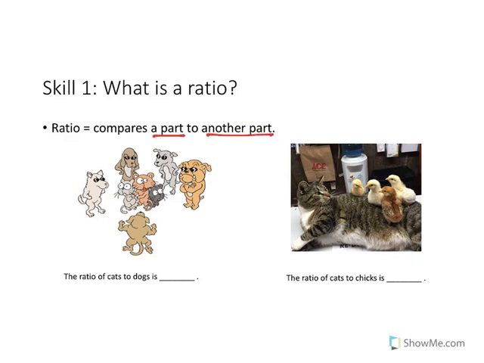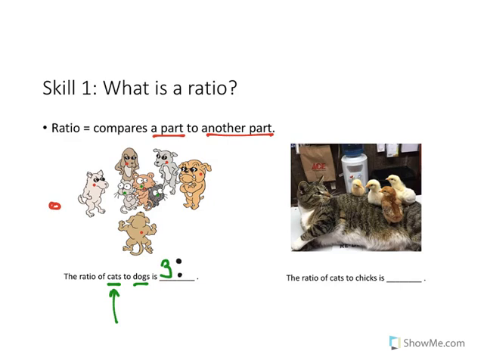So if we look at the two pictures below, in this picture we have dogs and cats. The ratio of cats to dogs is, now we want to know how many cats we have. So we have 3 cats. So since the word cats comes first, we write the number 3. Now to show a ratio, we use this colon.